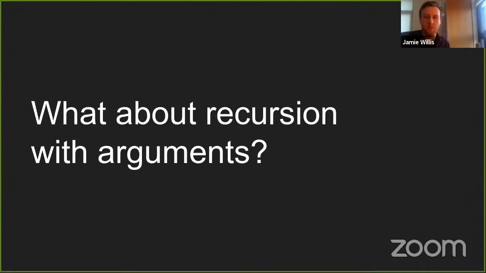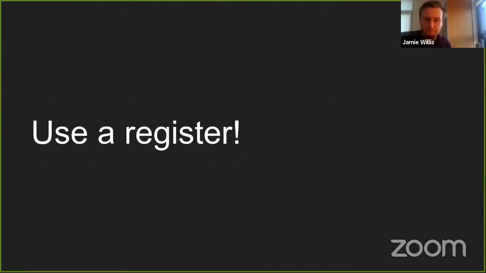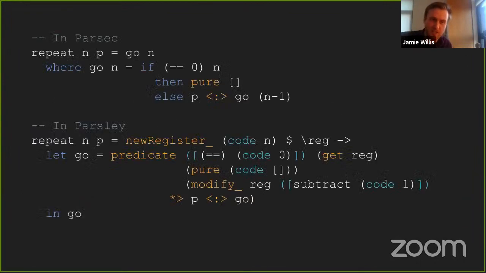And we can do a similar thing with argument recursion. And the answer is use a register. So I'll briefly touch on this. Here's a repeat combinator. It should do n lots of p and return all their results in a list. So basically, if n is 0, we return the empty list. Otherwise, we add p onto the front of doing the next iteration down. And all we need to do is store that state that we're iterating over in a register. So the register underscore just means forget about the parser bit. I just want a value put in it.